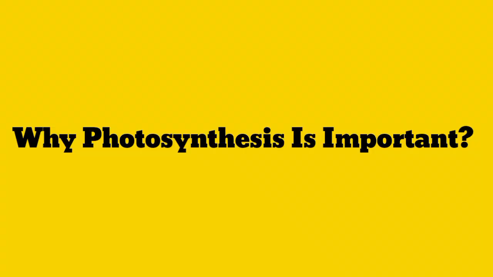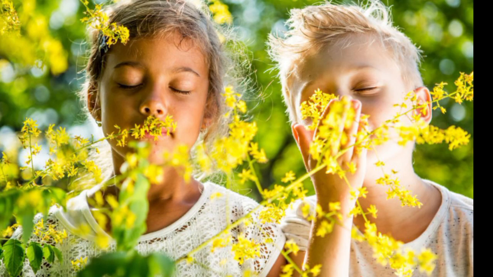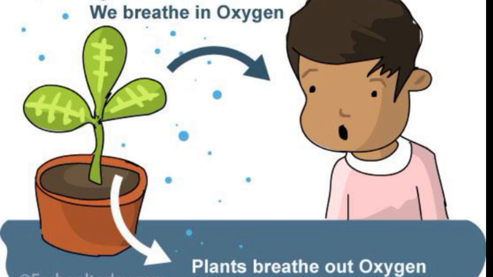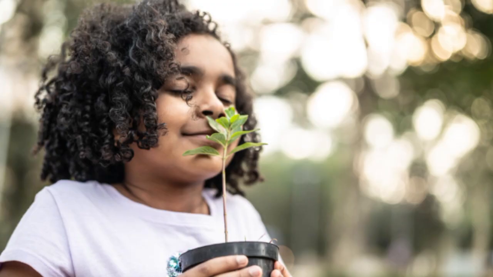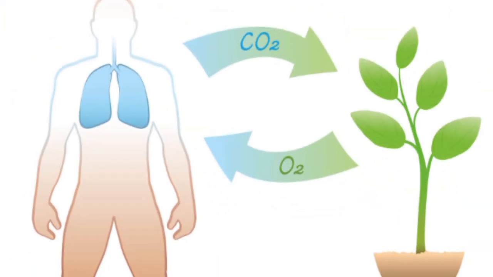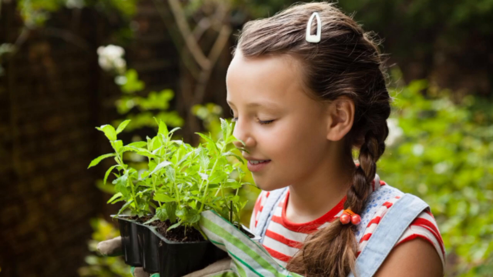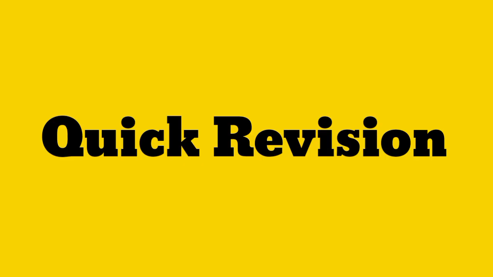Now the question arises, why is photosynthesis important? This process is very important. Without this process, the balance of oxygen and carbon dioxide cannot be maintained. During photosynthesis, carbon dioxide is used and oxygen is released, and all the living things breathe this oxygen. So, the process of photosynthesis helps us to breathe, to take in fresh air. Without this process, oxygen cannot be produced and carbon dioxide cannot be used.